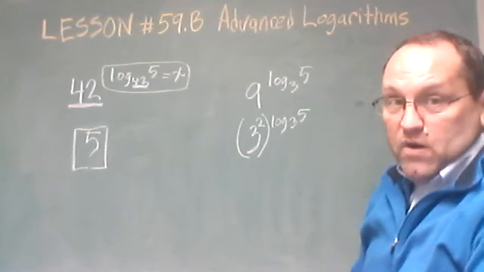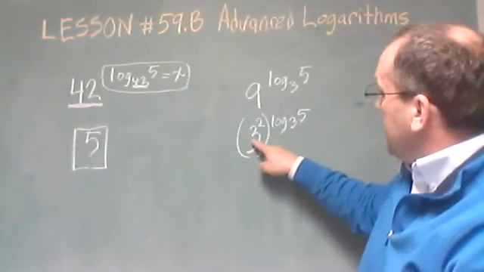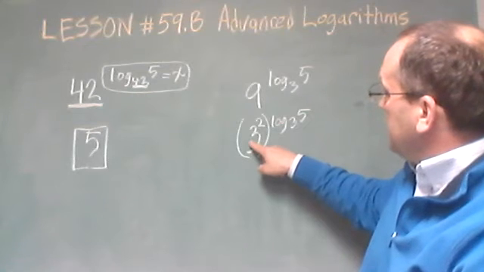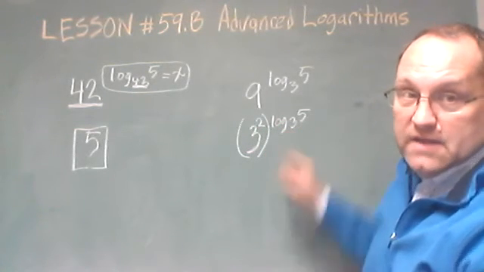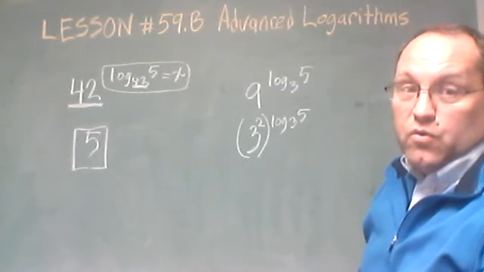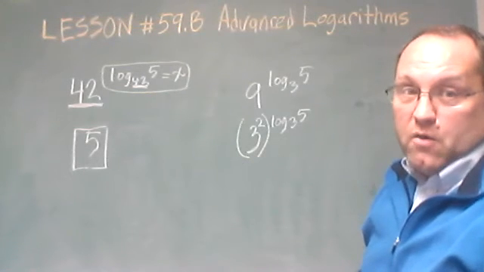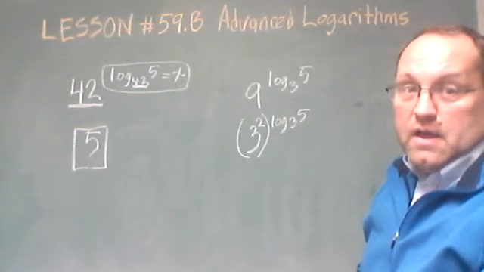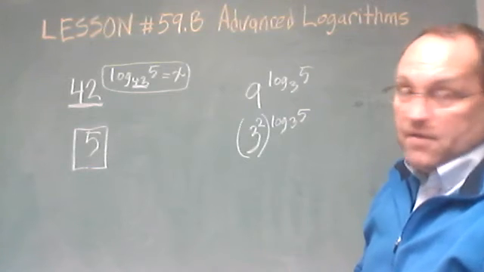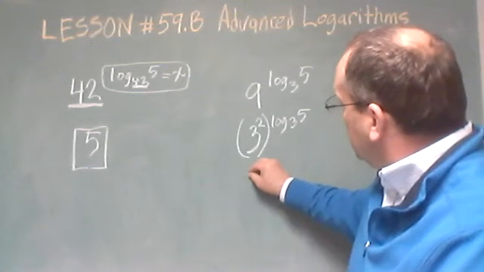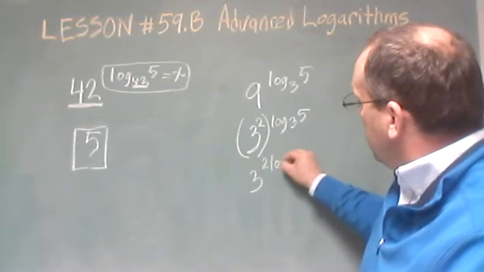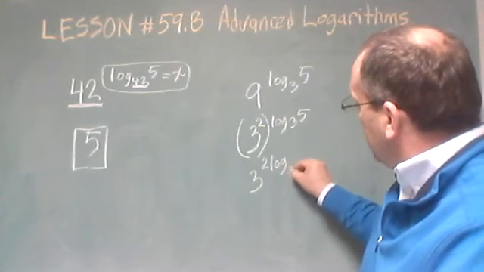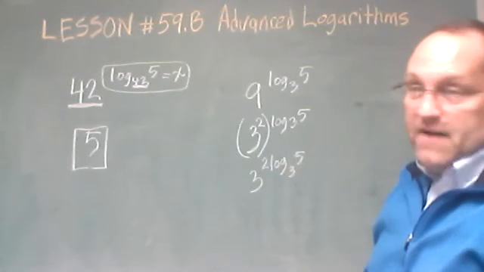Okay, now what do we have? We have an exponential number, a power being raised to a power. Okay, our rules of exponents say when we have a power raised to a power, we multiply the powers together. Okay, so we would get 2 log base 3 of that argument 5.